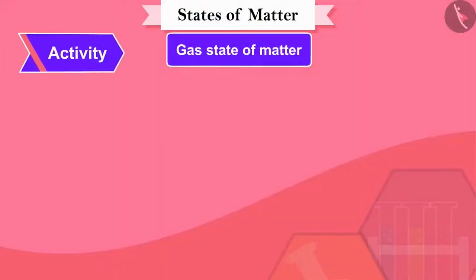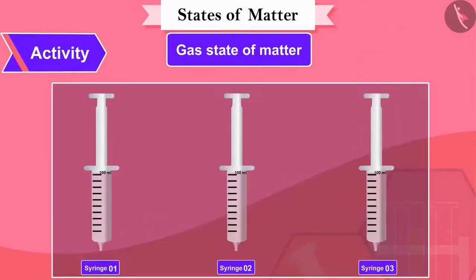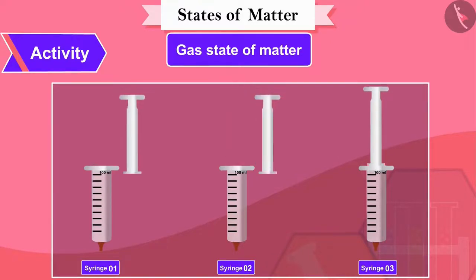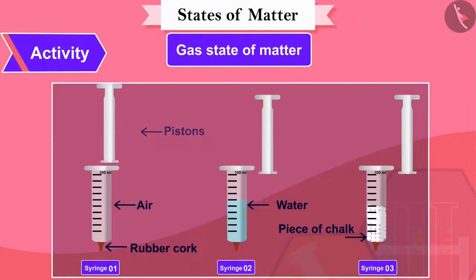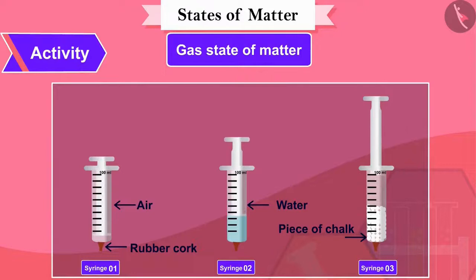Now, let's do an activity. Take 3 syringes of 100 ml and close their ends with rubber cork. Remove all the syringe pistons and now let air into the first syringe. Fill water in the second syringe and a piece of chalk in the third. Now try to compress all 3 pistons by putting them in the syringes.